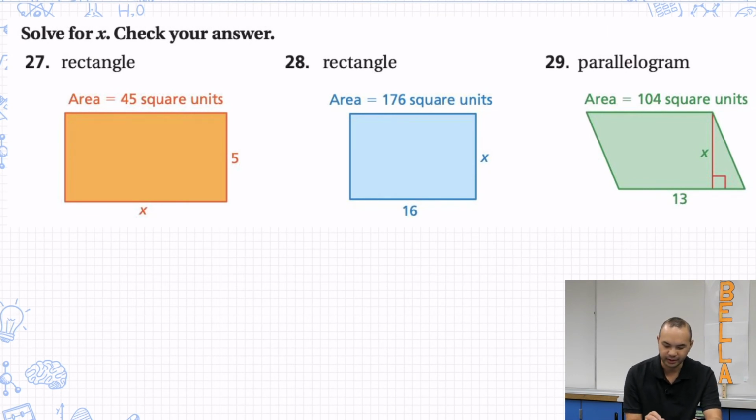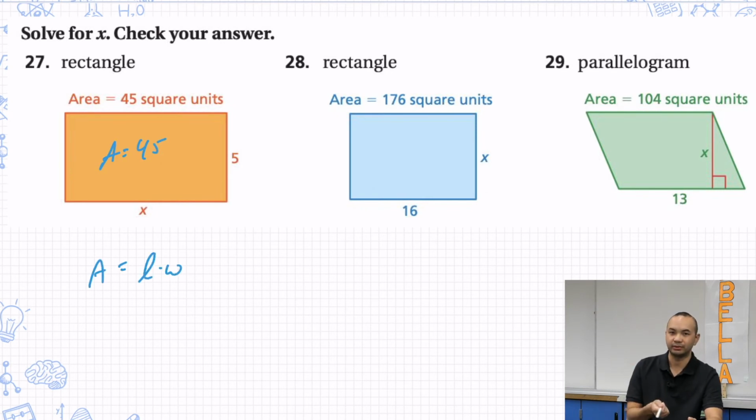We're going to find the area of one of these things. I'm not going to do all of them, but a rectangle, you have an area of 45 square units. Okay, so the area equals 45. So remember that area equals length times width. That's the key when you're doing one of these kinds of problems where it doesn't give you the equation. You have to write what the equation is, and then fill things out.